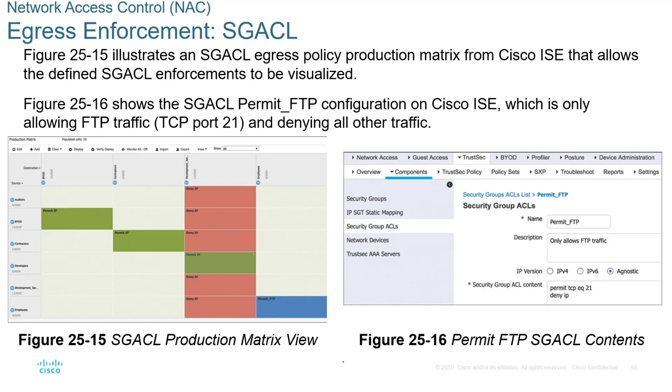Just like anything else, an SGACL is set up to permit, deny, or remark traffic, and it needs to be filtered. The actual order here matters. So in this example, we're looking at an SGACL permit configuration, which is only allowing FTP and denying all other traffic. So here we're looking at employees using 0004. It basically is denying everything but allowing FTP-based traffic.